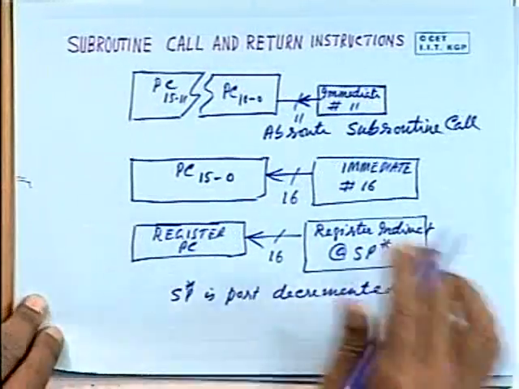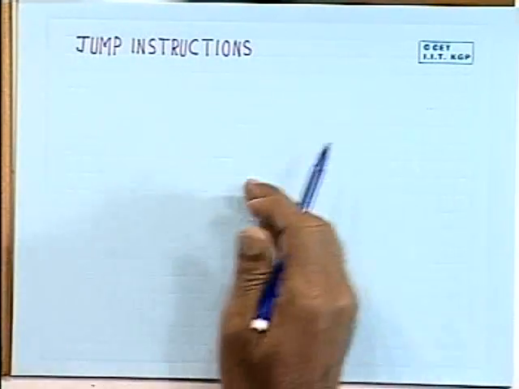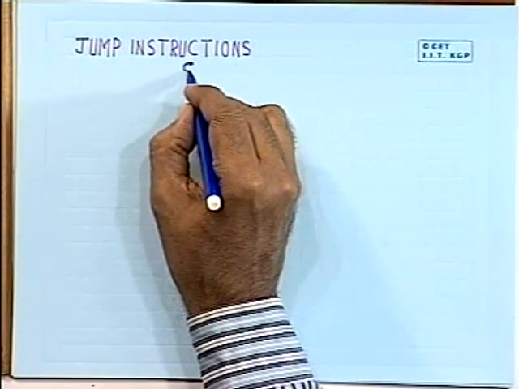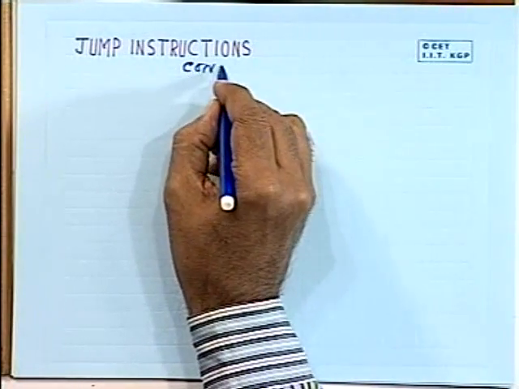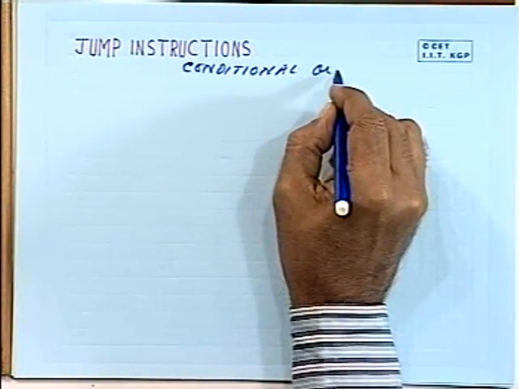So these are the subroutine calls and return instructions. Then there are a number of jump instructions. Jump instructions can be conditional or unconditional.